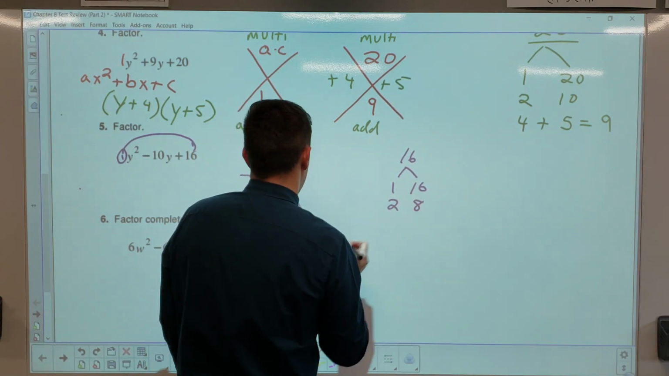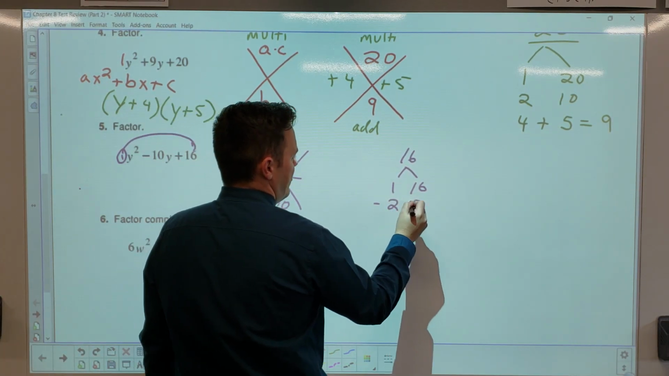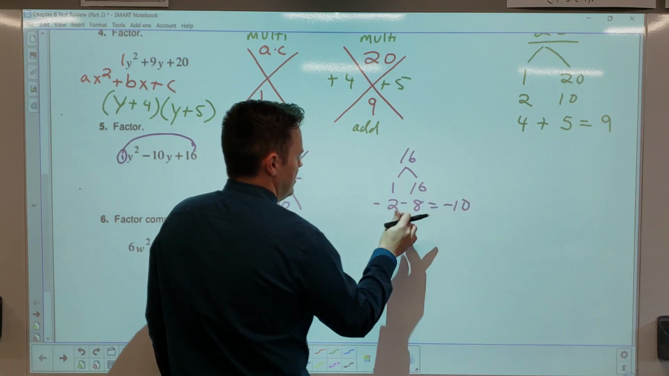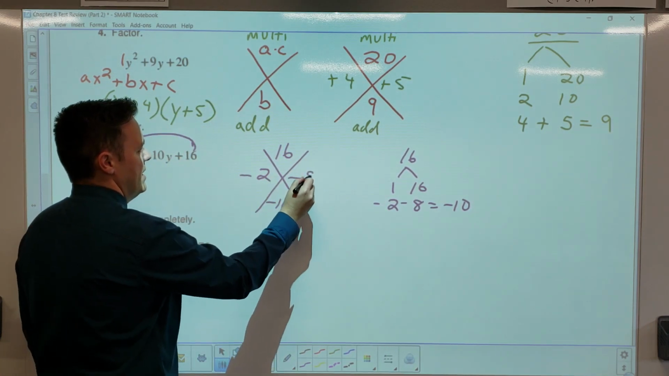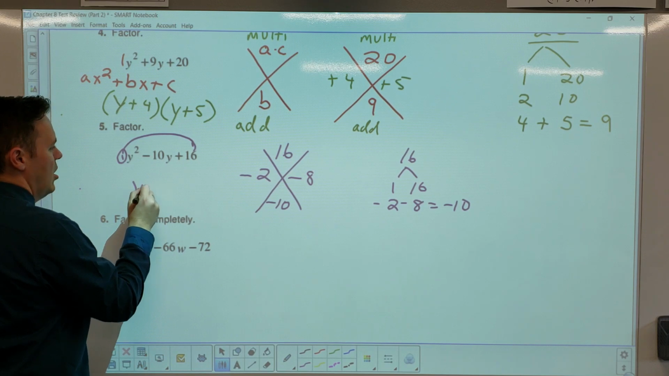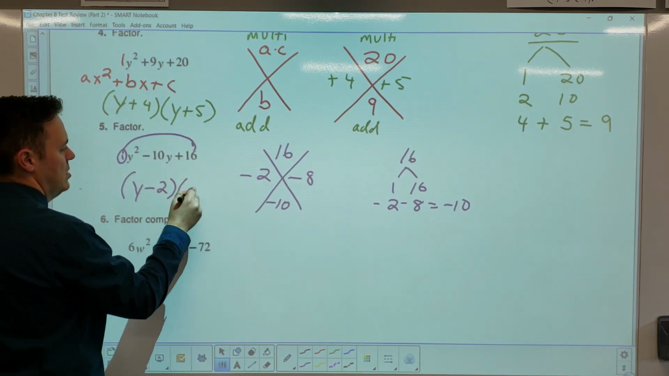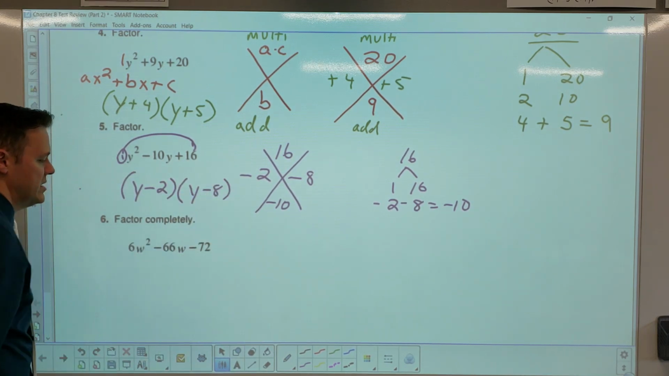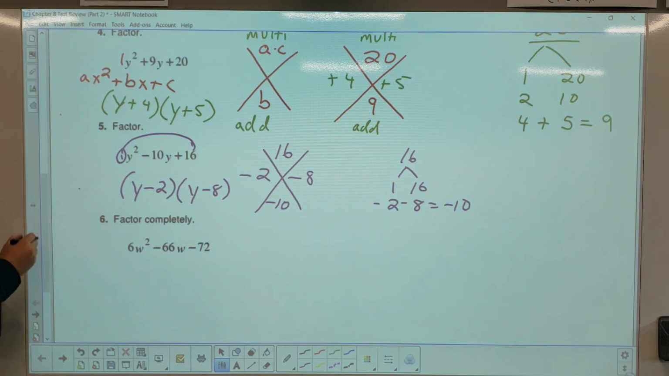2 and 8. There we go. 2, if it'd be negative, that's your setup. 2 and 8. So my answers, ladies and gentlemen, are y minus 2, y minus 8. Pretty simple, okay? Next one, number 6.